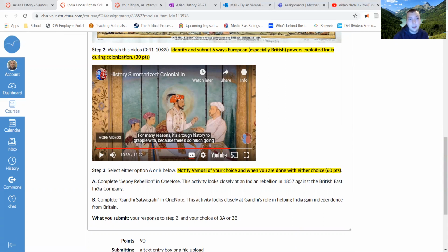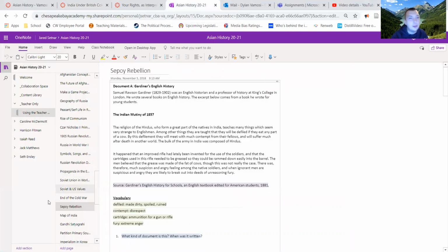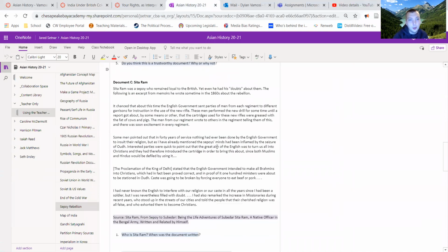So you can, step A, complete the Sepoy Rebellion in one note. So this one looks at an Indian rebellion in 1857, really whenever Great Britain begins to take hold in India, against the British East India Company. Or you can look into Gandhi in one note, and this activity looked closely at Gandhi's role in helping India gain independence from Britain. So whichever side of the conflict you find to be more interesting, you have 2 options here.